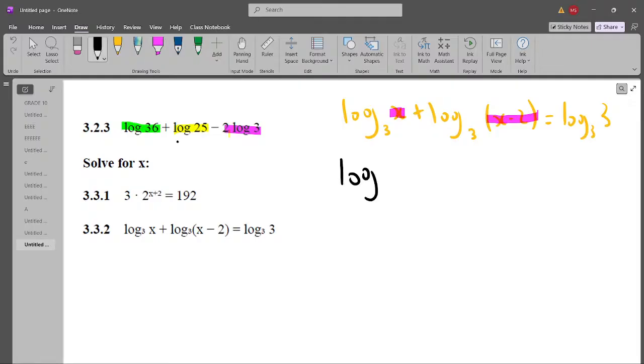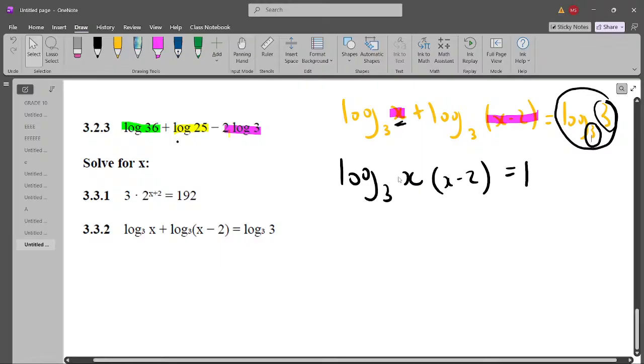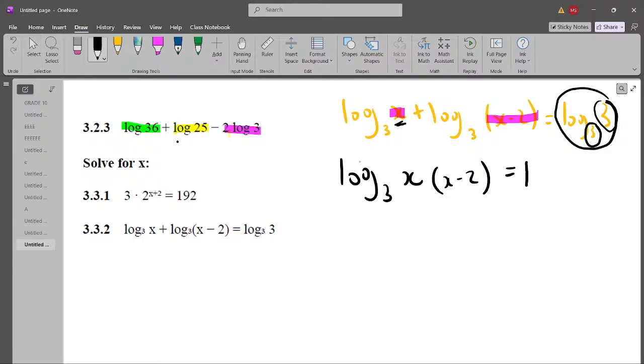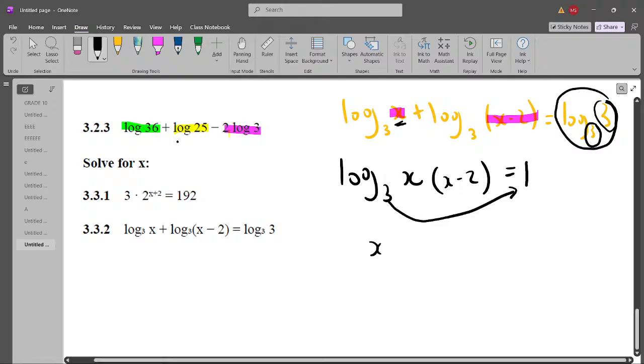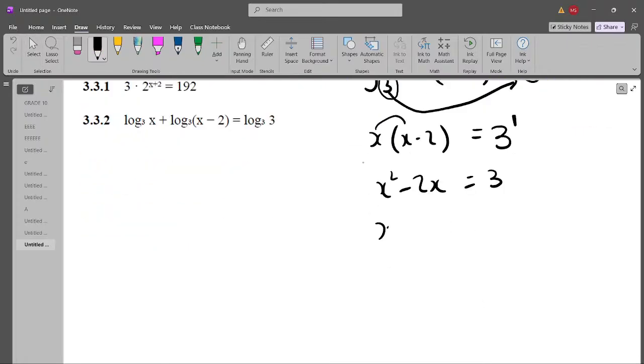It means we're going to have log base 3 of x multiplied by x minus 2. Now this part over here, it will give us what? 1. When the base is the same as the number, we get 1. And then remember, we need to get rid of the log. We need to apply that rule of the log, which says if this is the base, the base 3 needs to come this side. Meaning we're going to have x times x minus 2 equals 3 to the power of 1. The 1 becomes the exponent, while this base over here becomes the base. Then when you expand this, it's x squared minus 2x equals 3. Which means ultimately x squared minus 2x minus 3 equals 0.